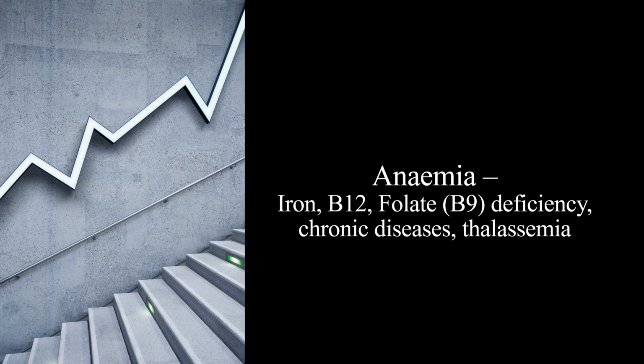Hey guys, today we're going to go over anemia. So this includes iron deficiency, B12 deficiency, folate, which is also B9 deficiency, chronic diseases, and thalassemia. So anemia is pretty easy in terms of treatment because you're just basically correcting the deficiency. But honestly, I think the hardest part about learning about anemia is figuring out the diagnosis and the lab values. So for this lecture, I'm just going to try and simplify that to make it easier for you guys to understand it.